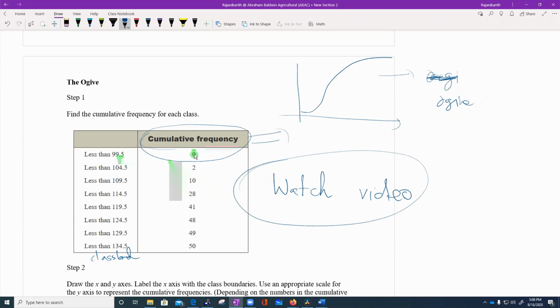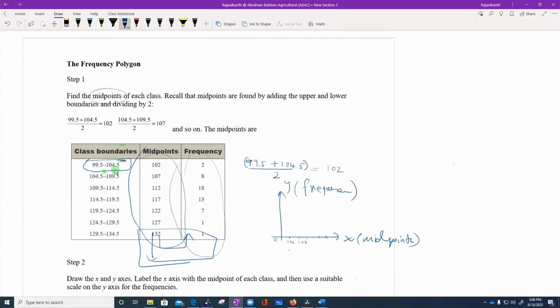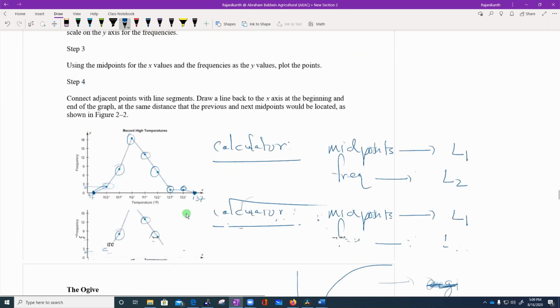So if you want to draw a cumulative frequency curve or ogive, you always need to start with the less than points. That's why you have the term less than everywhere. For less than 99.5, I find nothing, but less than 104.5, if you look at your data set here, how many data values are there? In this range you are getting only 2, right? Therefore it is 2.